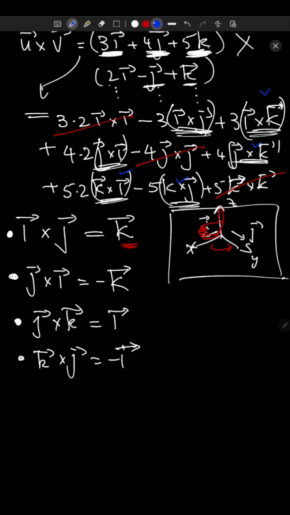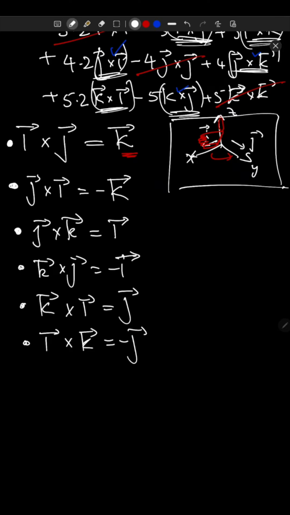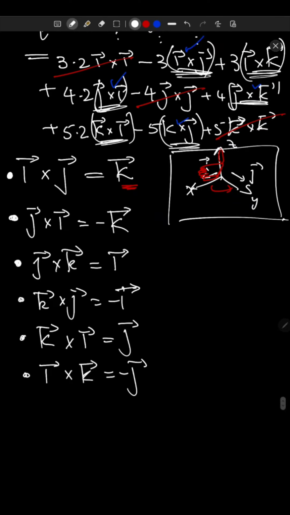Sorry, did I check the wrong ones here? Yeah, I guess I did. So the first one was i cross j, so I guess I checked the i cross k. So I checked this one, and I should be checking this one. Okay, so the last one is i cross k or k cross i. So I'm going to write it as k cross i is equal to j, and alternatively i cross k is equal to minus j. And again, I encourage you, at least once in your life, to contort your hands to do all 6 of these, just to get used to the cross product.